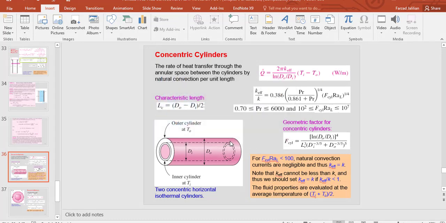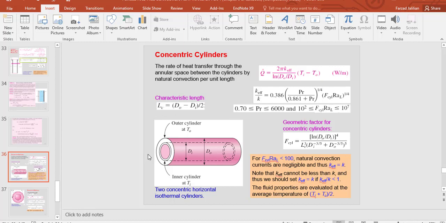So K and Prandtl number come from the table. The Rayleigh number you can calculate by the general equation for Rayleigh number, which we have had in previous slides. The only thing is that to calculate this Rayleigh number, you should know how much is the characteristic length.